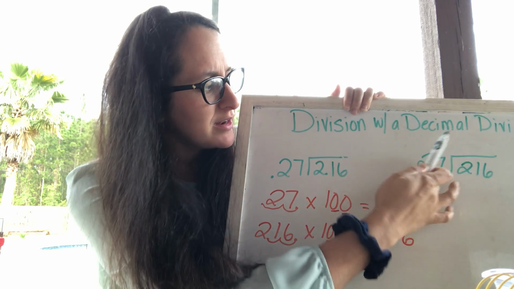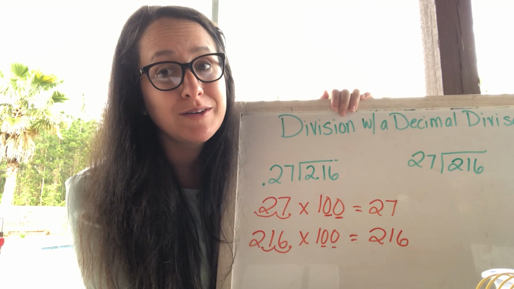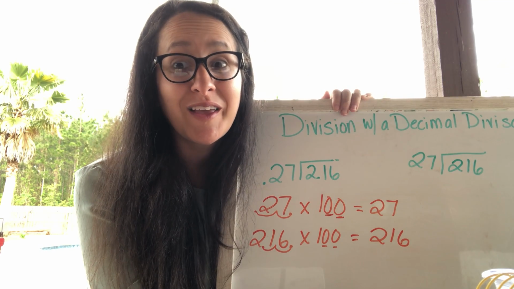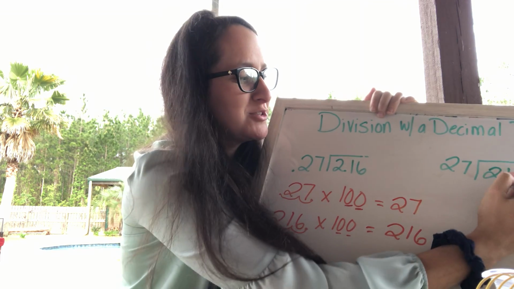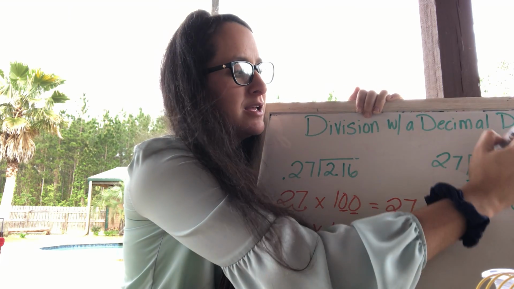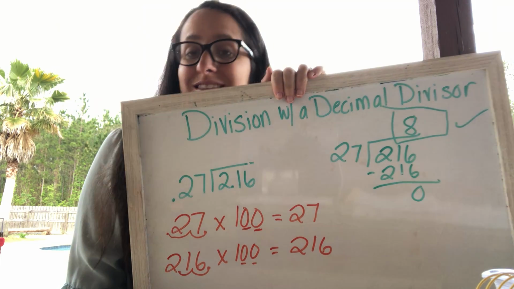Now I'm going to divide. 27 will not go into 21. It will go into 216. Anyone know how many times? If you are looking in your book, you see that it is 8. 8 times. So 8 times 27 is 216. So my answer here is going to be 8.